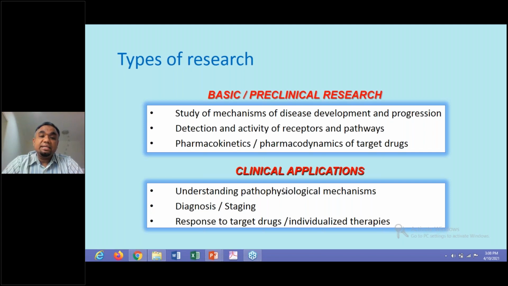For clinical applications, basically we are trying to understand the pathophysiology and mechanism of a particular disease in order to help in the diagnosis and staging of the disease. And then at the end of the day, the research is also to get the right treatment that we can utilize for healing or combating that disease. So this is what we call response to targeted drugs, or individualized therapies.